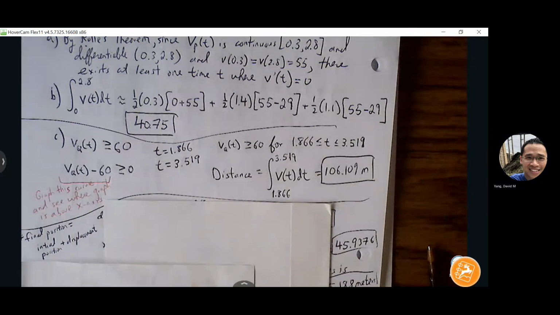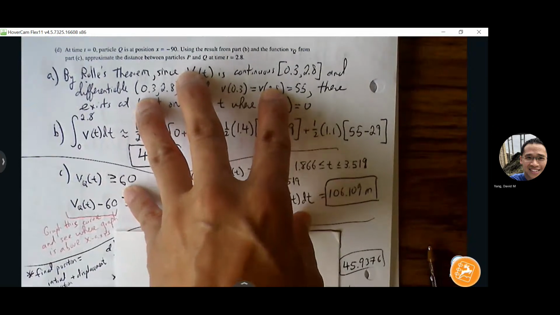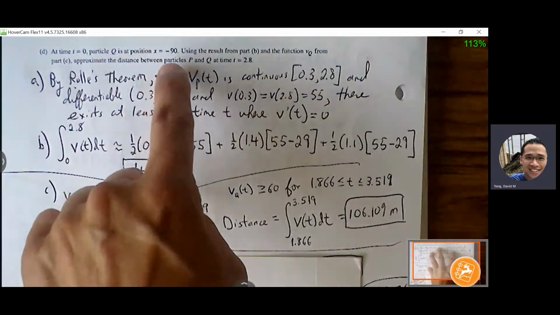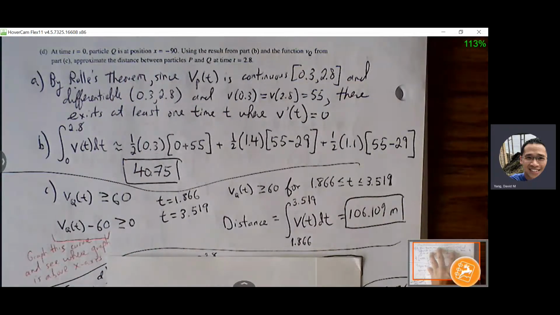Okay, part D. At time t equals 0, particle Q is at position x equals -90, so it's all the way over on the x-axis, all the way over at -90. Using the results from part B and the function for the velocity of particle Q, approximate the distance between particles P and Q at time t equals 2.8. So why don't we spend the time to figure out where particle P is at 2.8? Where's particle Q at 2.8? And then once we find their positions, we can look at the distance between them.